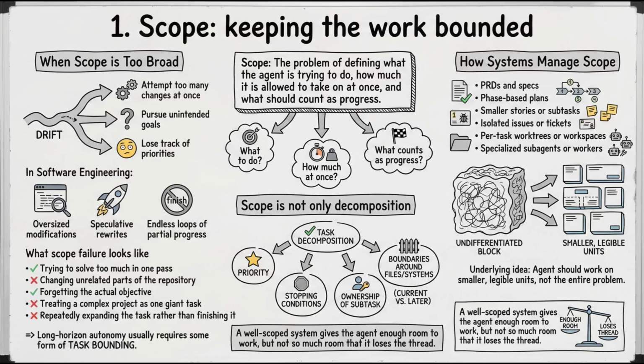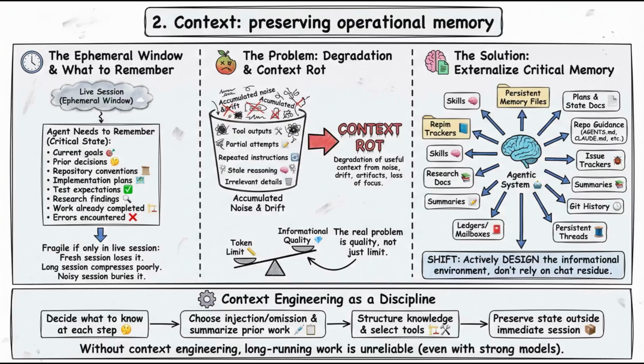Ultimately, a well-scoped system strikes a careful balance. It gives the agent enough room to do its work, but not so much room that it loses the thread completely. Let's talk about context.